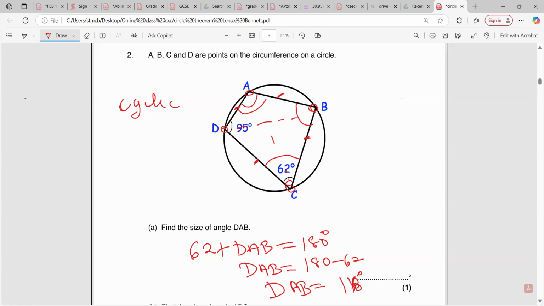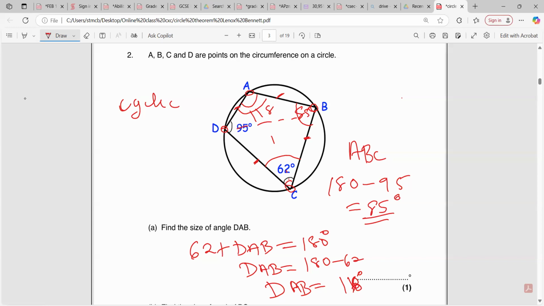DAB. All right, let's find ABC. ABC is opposite to this one, ADC. So it's 180 minus 95. 5 from 10 leaves 5, 9 from 17, 8. So that's 85 degrees. So this one would have been 85 and this one 118.